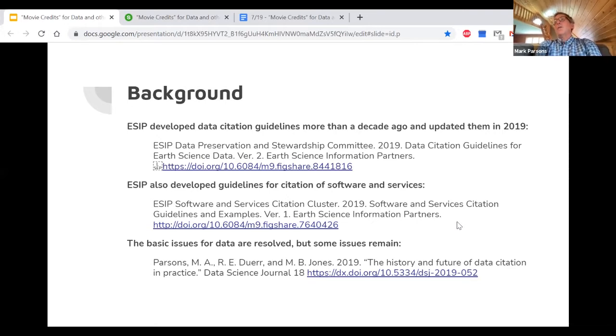And I would argue that the basic issues of data citation in particular, and maybe even software citation, have really been resolved, but some issues remain. And so if you go to the next slide, please.